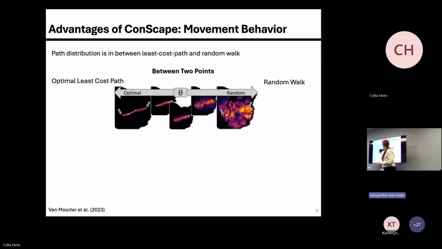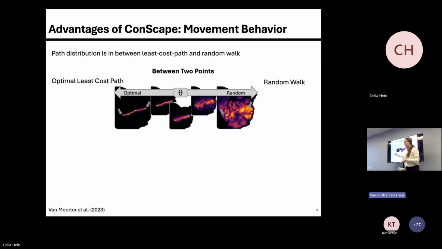Versus something like least cost path, which is just the optimal path between 2 points, okay? So this parameter theta within ConScape allows us to be anywhere we want on this spectrum in between. Least cost path modeling identifies this optimal route between 2 points. That's a good thing to know. It's very simple to use and simple to calculate, but it's not very biologically realistic in most situations. Unless you have a particular animal that has very set movement behaviors, most are not going to follow this pattern.